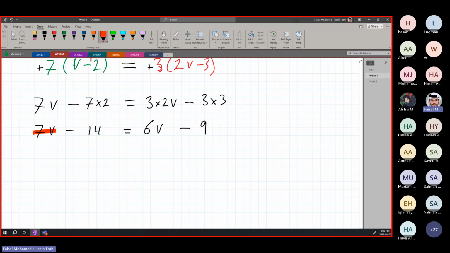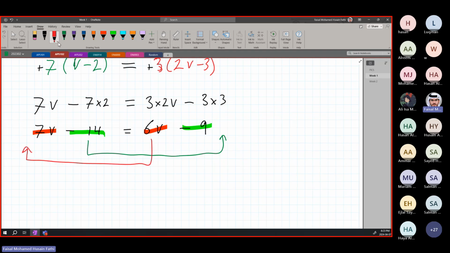The v's, the variable that we have, we need to group them up together. And the constants, we need to group them up together. So we will take the minus 14 to this side, and we will take the 6v to the other side. How do we do that? This is 7v, it's already on the left. 6v is positive here, so it's going to become negative here. Minus 6v is equal to minus 9, and we'd want to take the minus 14 to the other side. Since it's negative here, it's going to become positive on the other side.